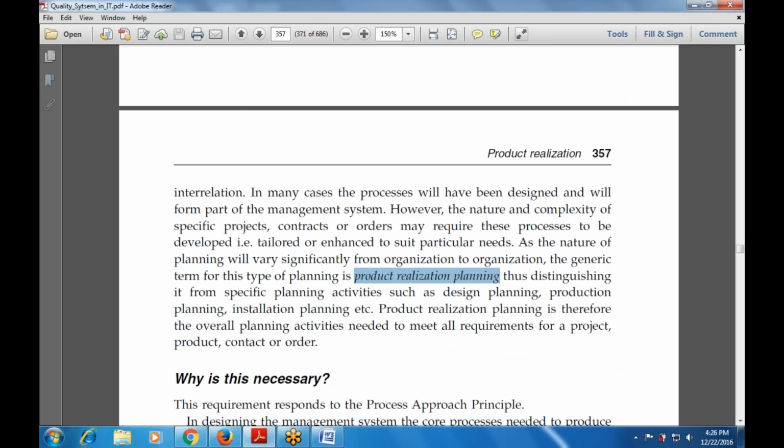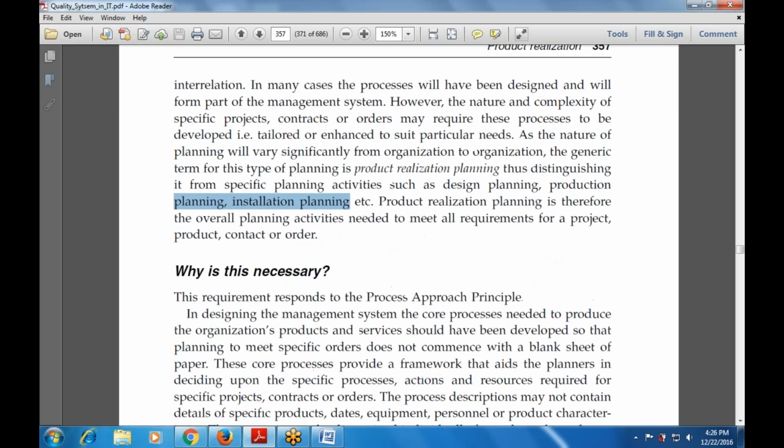So what is the generic term that is used? That is product realization planning. Therefore, it is differentiated from specific planning activities such as design planning, production planning, installation planning, and so on. And this is an overall planning activity that is needed to meet all the requirements for a project, whatever requirements are specified for the project, including design and installation planning.